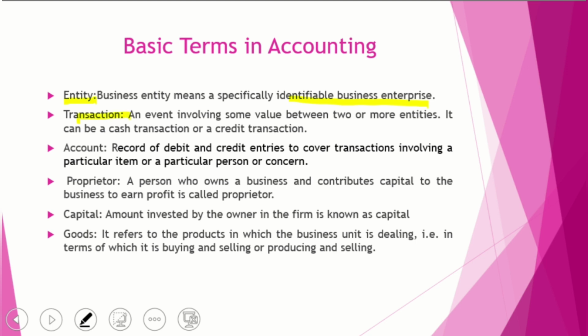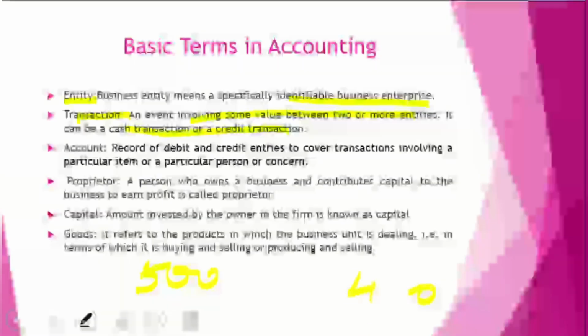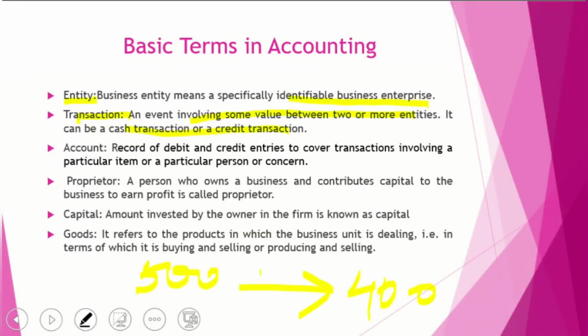Next is transaction, an event involving a value between two or more entities. It can be a cash or credit transaction. Assume that you have rupees 500 now, and you purchased clothes of rupees 400. This event between the owner and the consumer can be termed as a transaction. There's a value of rupees 400, an exchange of monetary value and ownership of the product, which is known as a transaction.